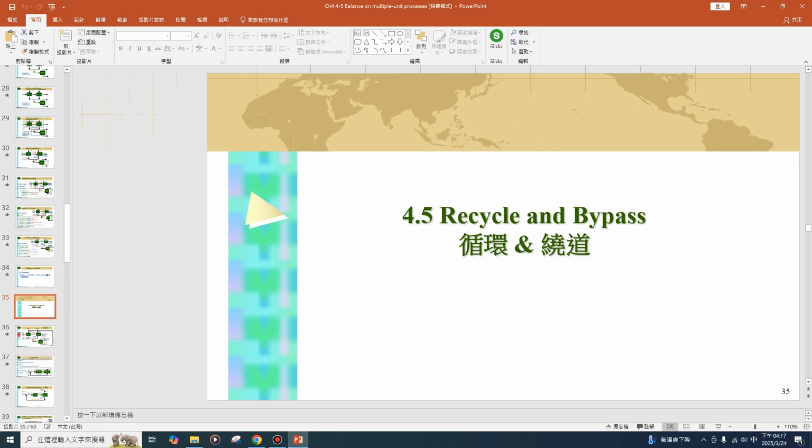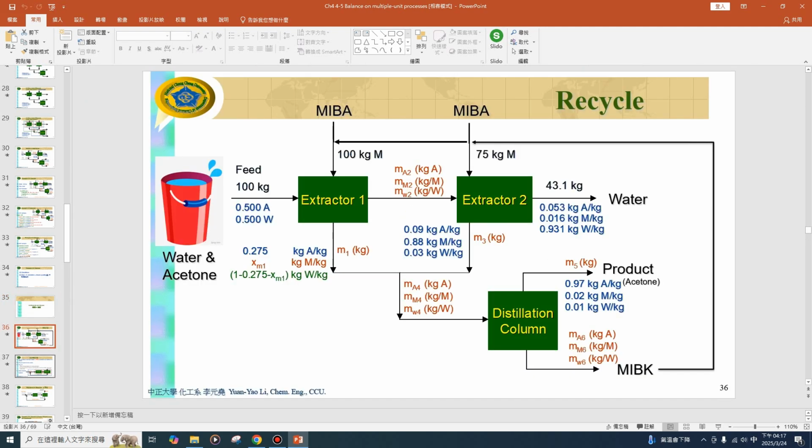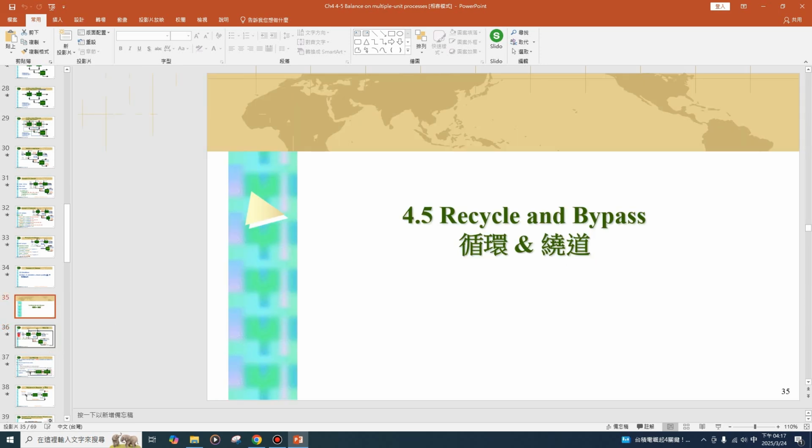We have briefly talked about the recycle. Remember, this recycle is that MIBK will recycle back to these extractors because we don't want to waste the used MIBK. So it doesn't matter if it's pure MIBK or with a small portion of the acetone or water, right? So this is one of the examples for the recycle.